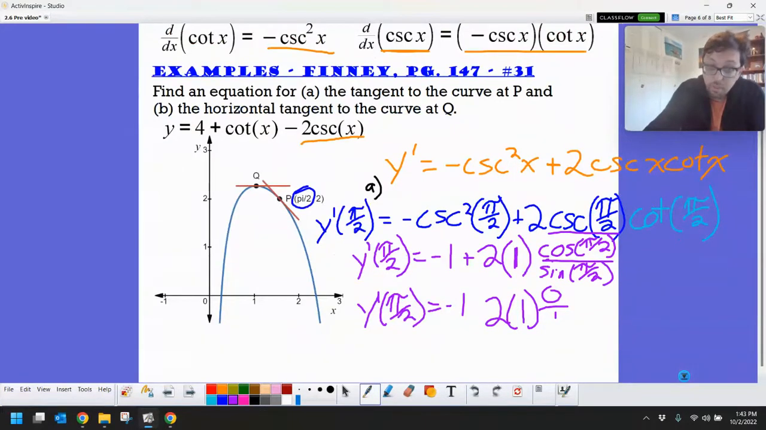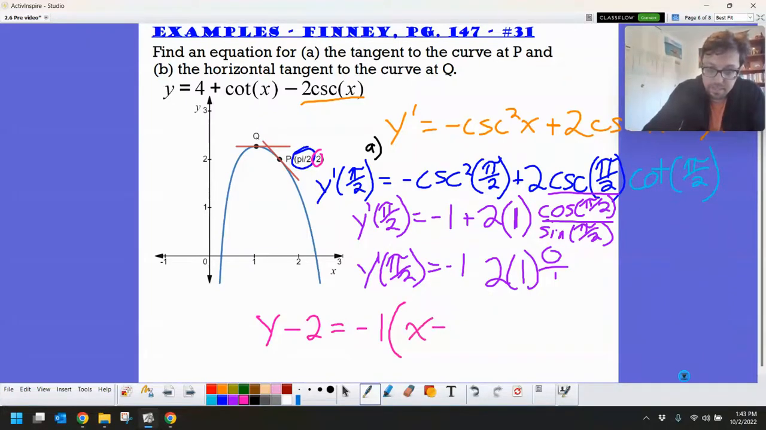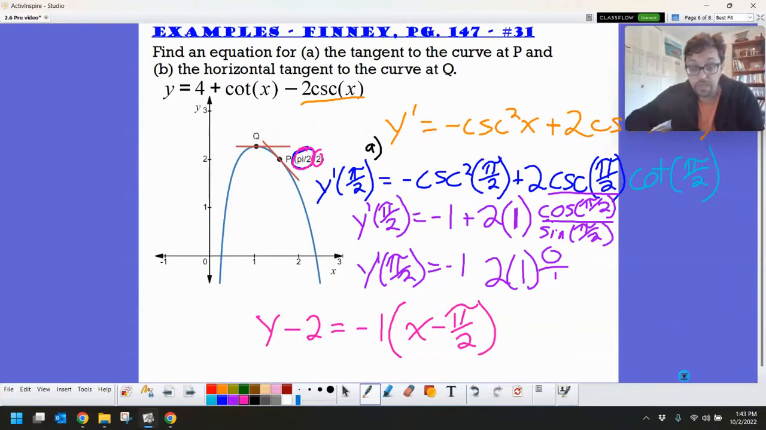So we need to write an equation for the tangent line at P. So we use our good old friend point slope form. So y minus our y value, which is 2, equals negative 1, the value of our derivative, the slope of the tangent line at pi over 2. And then x minus our x value at that point, which is pi over 2. So there is our equation for the tangent line at P.